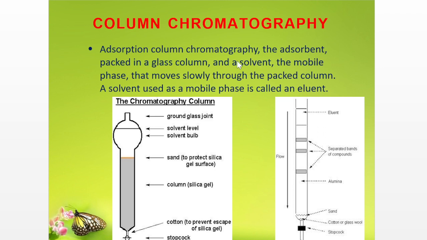In column chromatography, the adsorbent is packed in a glass column. Here is a glass column in which we pack the adsorbent. The solvent, the mobile phase, moves slowly through the packed column. The solvent used as the mobile phase is called the eluent. Here is the solvent which is used as the mobile phase, called the eluent, and the mixture moves slowly through that packed column. Here is the basic instrumentation and diagram of all the components of column chromatography. You can see it here.